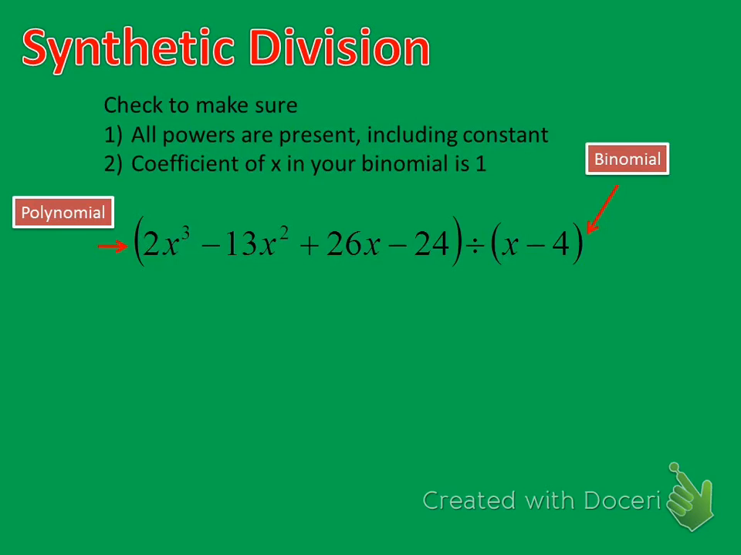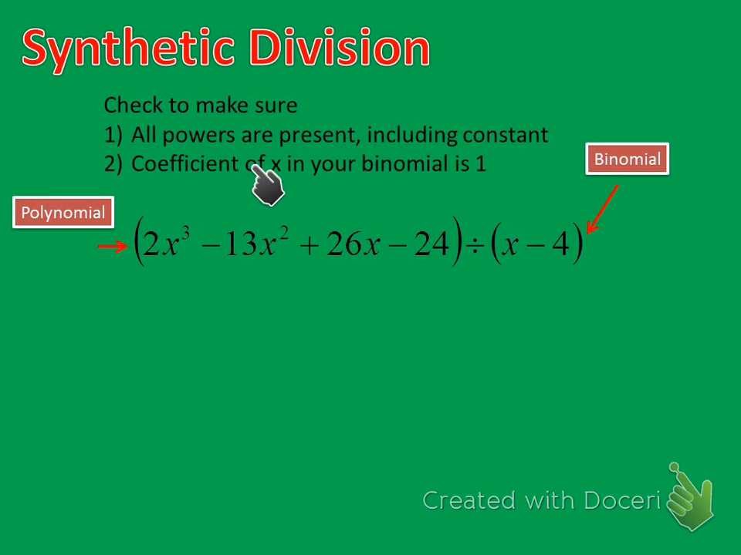So, first thing you do, you check for two things. Number one, you make sure all powers are present, including the constant, in your polynomial. So, whatever power you start with, we're starting this one with x cubed. From x cubed down, everything has to be there. X squared, x to the first, and x to the 0. Okay? We will get to one where they don't show up. Alright? So 3, 2, 1, none.